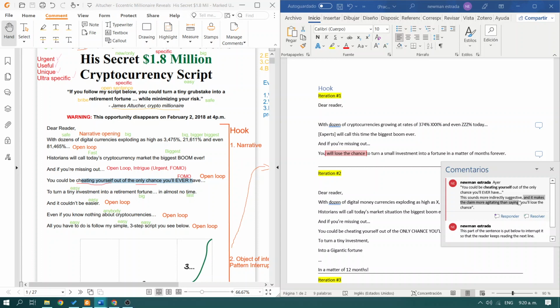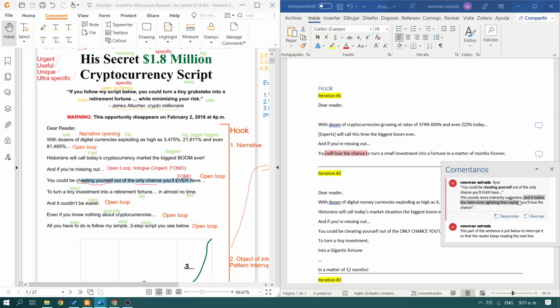Because the fact that you don't know if that's what's going to happen makes the claim more agitating, because you don't know if you will lose the chance, right? You could be losing the chance. I'm not assuring you that you're going to lose it, because if I say you're going to lose it that directly, then the reader's just going to say, okay, you're trying to sell me something, right? And resistance walls will be up.